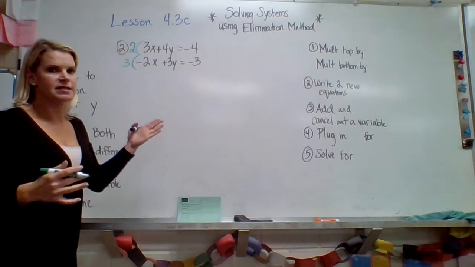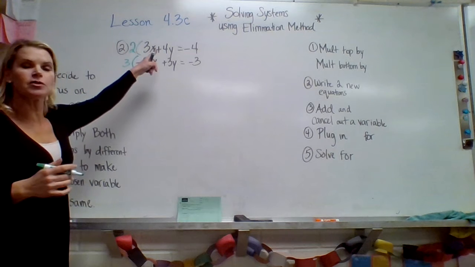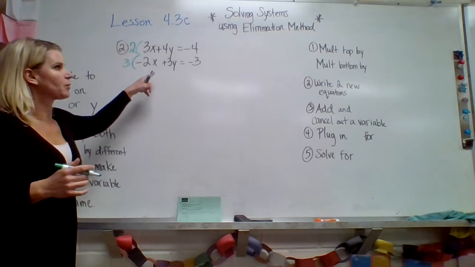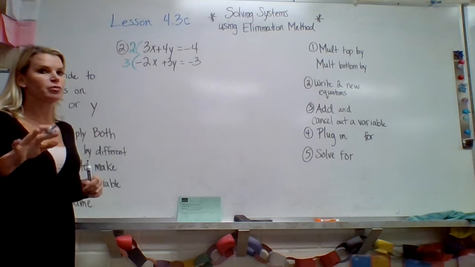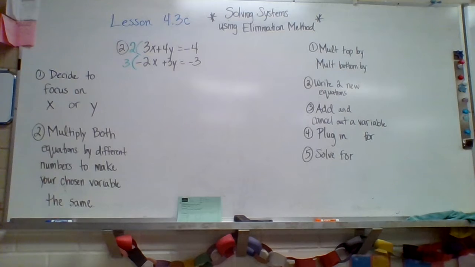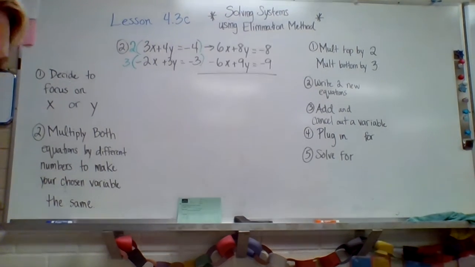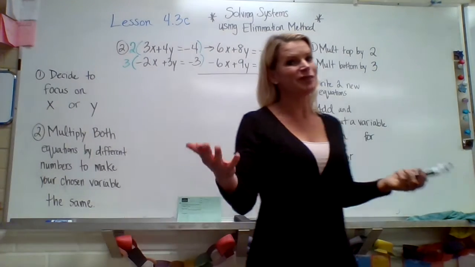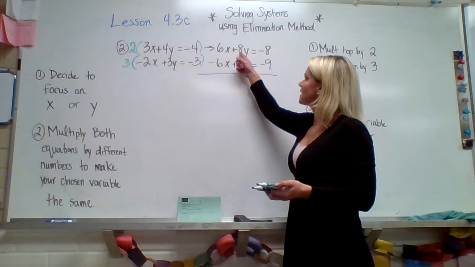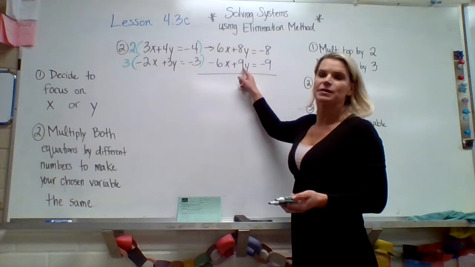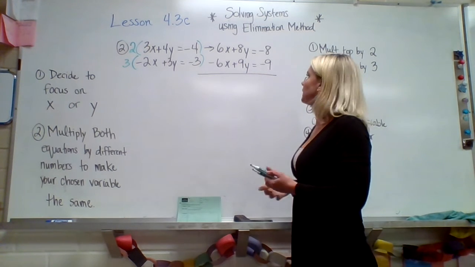So, same thing as last problem. I want you to distribute the 2 to the top equation. I want you to distribute the 3 to the bottom equation and write 2 new equations. So press pause on your video and do that math now. All right, hopefully you got what I got. 6x plus 8y equals negative 8. Negative 6x plus 9y equals negative 9.